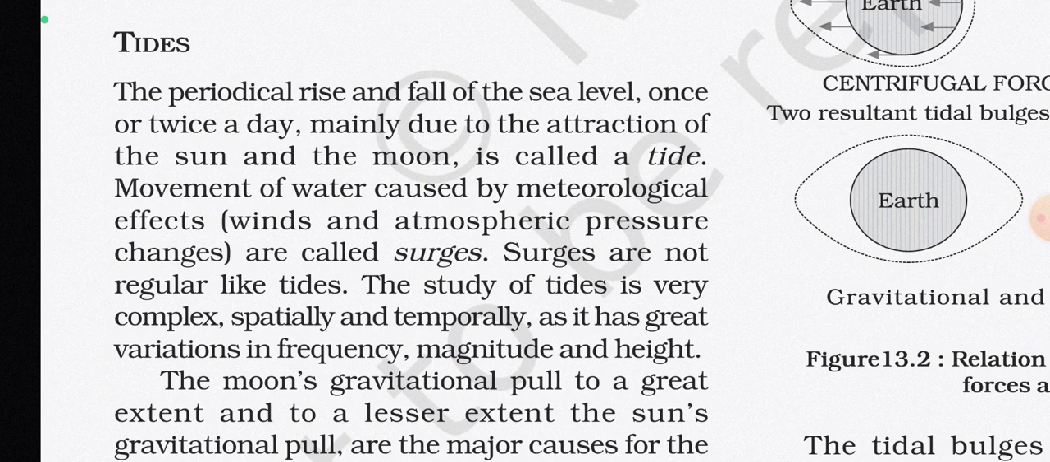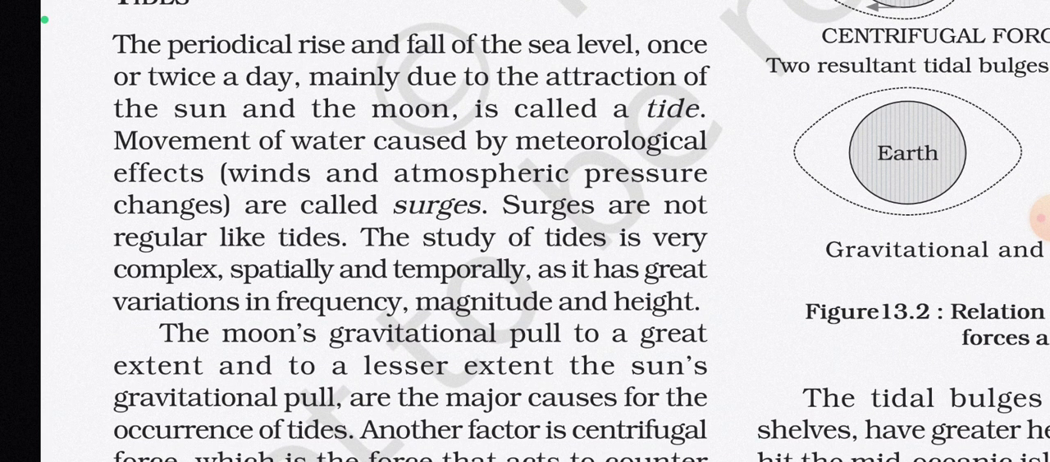What is written in NCERT: The periodical rise and fall of the sea level once or twice a day, mainly due to the attraction of the sun and the moon, is called a tide. Movement of water caused by meteorological effects, winds and atmospheric pressure changes are called surges. Surges are not regular like tides.